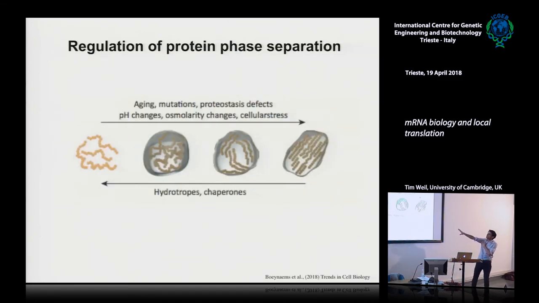You also see in some of the more general things that have been identified, from most all of this being in vitro work, that you can get aging, mutations, different changes in pH, stress, which can then lead us from a loosely organized state to a highly structured solid. And then you can have chaperones or hydrotropes like ATP that will take you back the other direction, which can be important to break these down.